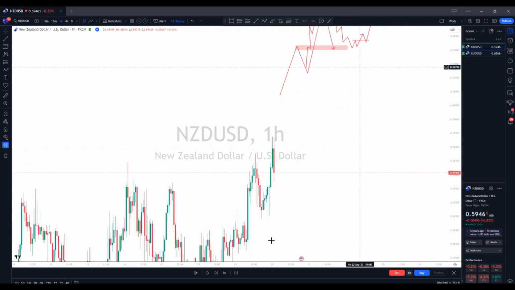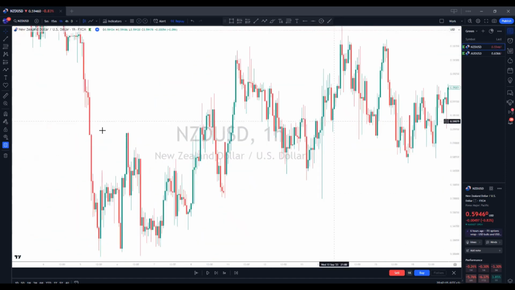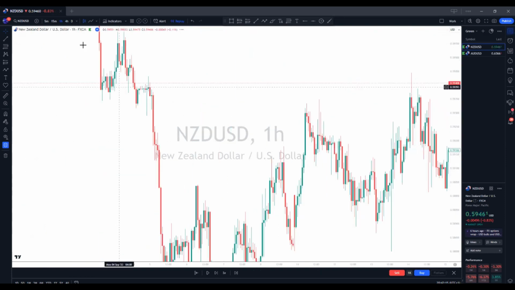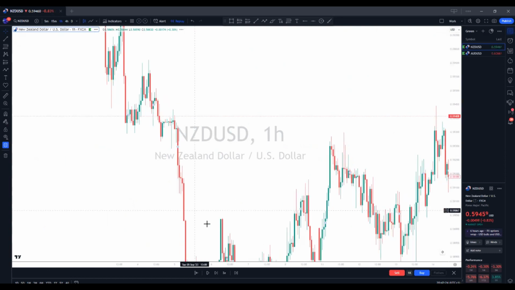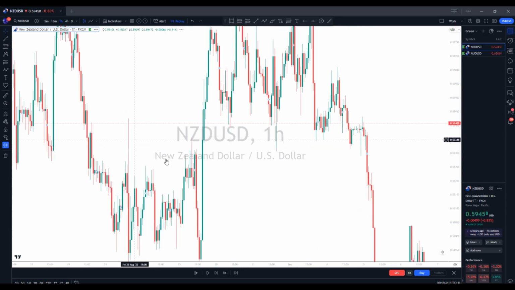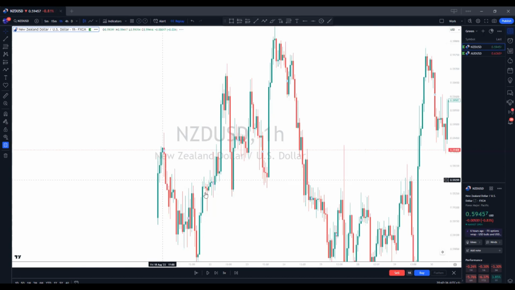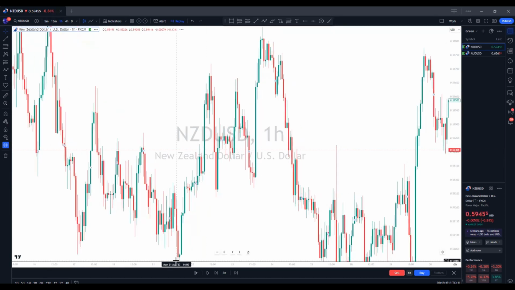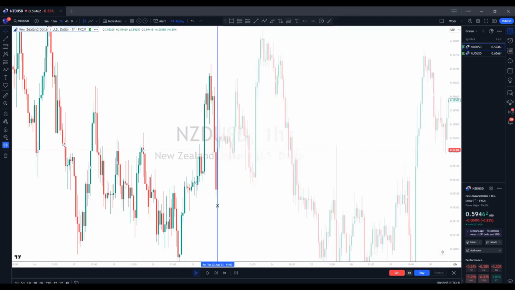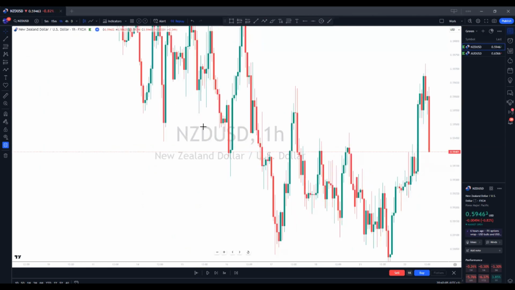Let me show you another example. I was looking for an example with support point to resistance point to support by Fibonacci. Let me look for another entry and then show you guys. Okay, let's see if I actually got that entry criteria on this one. It's not NZD USD.